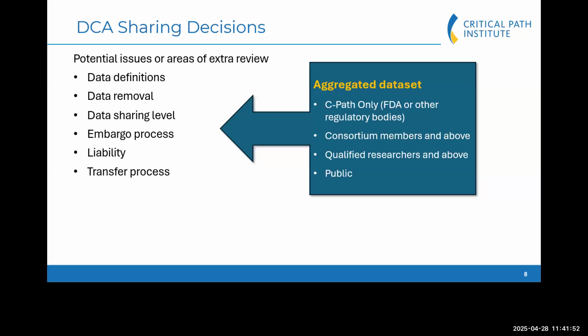What then occurs with our data managers is that the aggregated data set, again, the contributor determines if it's C-Path only, which is the FDA and C-Path, the consortium members, if they're only specific to the members of the consortium, qualified researchers, or the public. Again, those are the different levels. And it still goes through a review with a request for the data to ensure that all of these things are being upheld. Next slide, please.